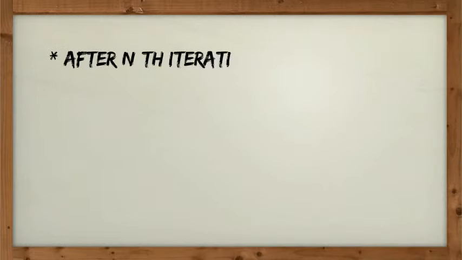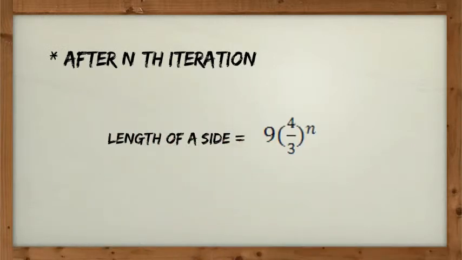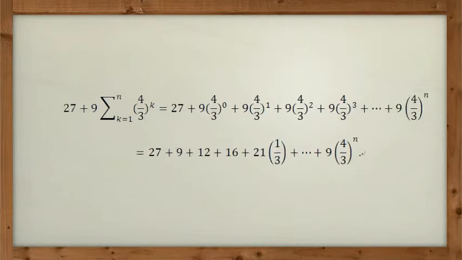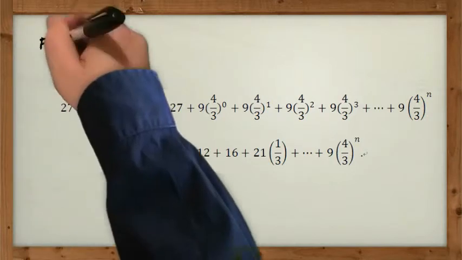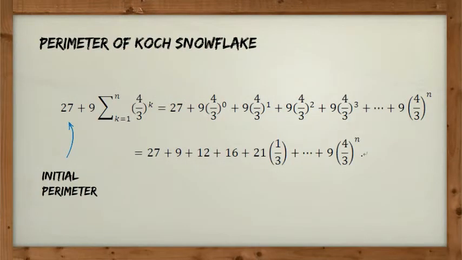After the nth iteration, the length of a side is 9 times (4/3) to the nth power because we start out with 9 on a side and increase by 4/3 with each iteration. Thus, we can define a series to represent the perimeter of the Koch snowflake as follows. The initial perimeter is 27, and since we are adding up every additional perimeter until the nth iteration, we use the sigma notation to illustrate the series.